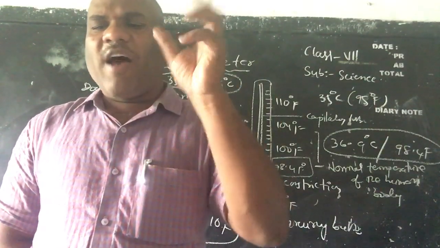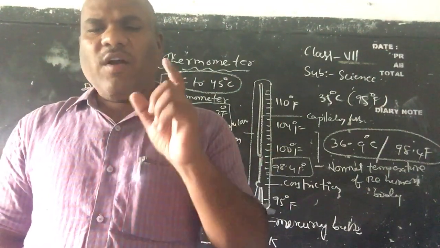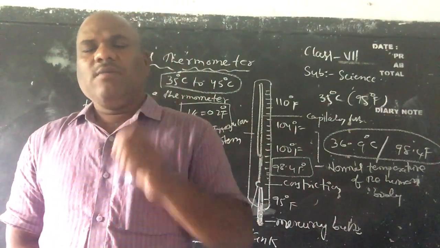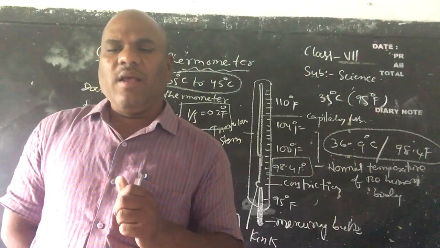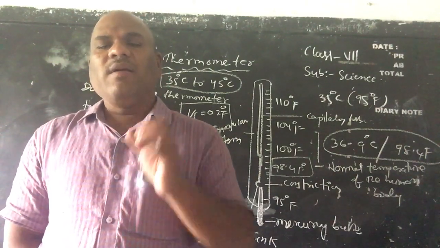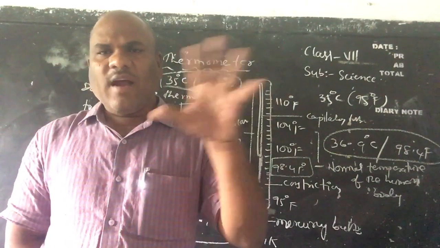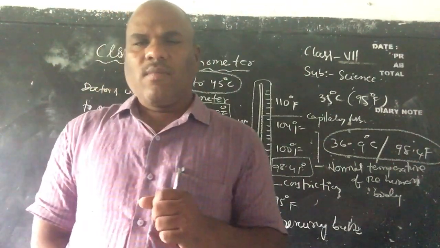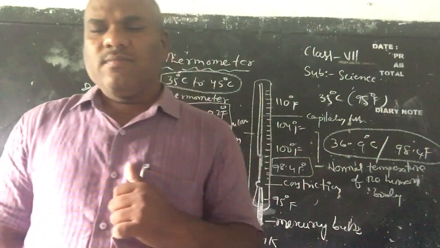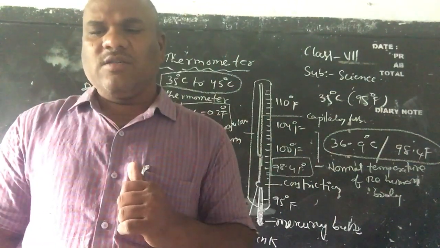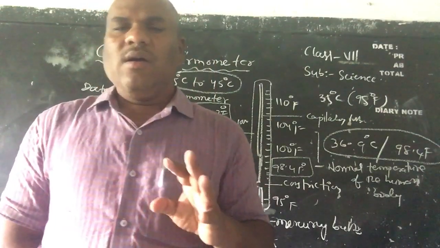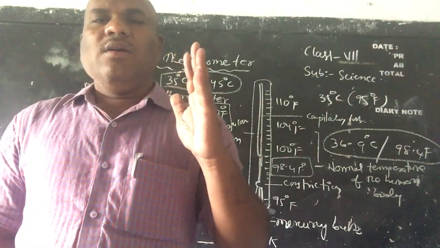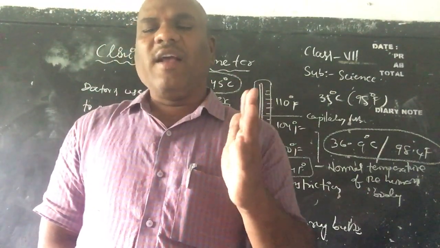If you compare the values, you know very well that the average body temperature of a large number of healthy persons is known as normal temperature. So you can take the temperatures of 4 to 5 persons and work out their average. The average temperature of a large number of healthy persons is known as normal temperature, that is 98.4 degrees Fahrenheit, and on the Celsius scale, 36.9 degrees Celsius.